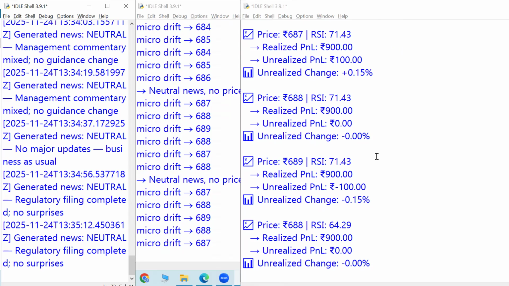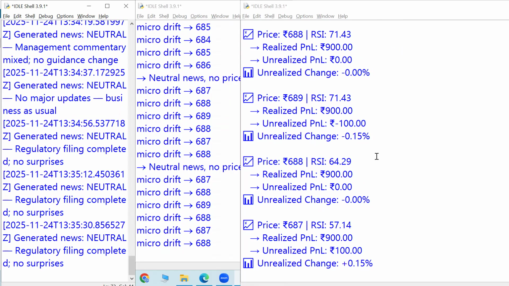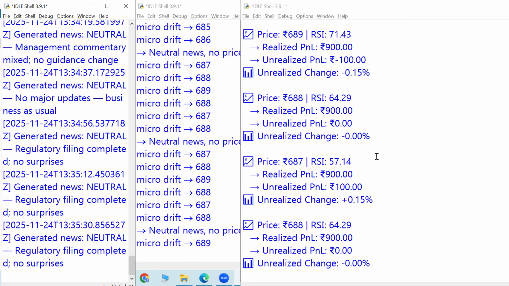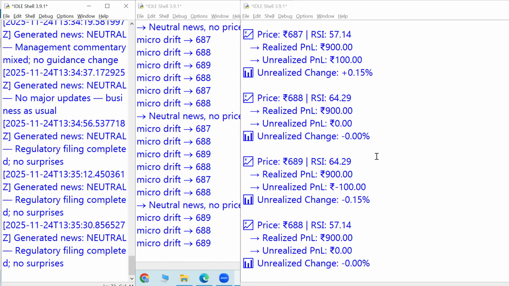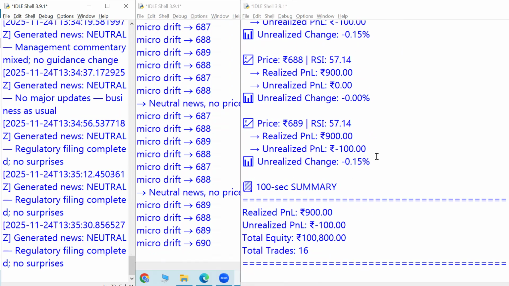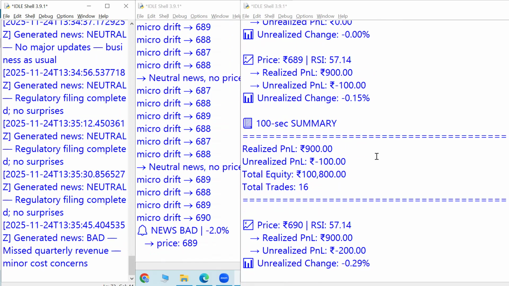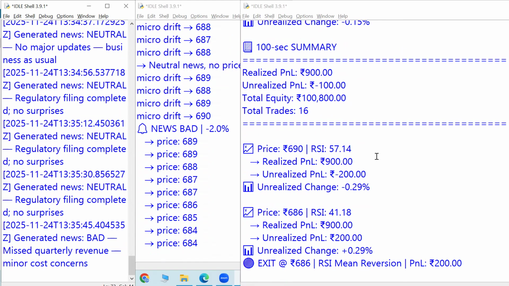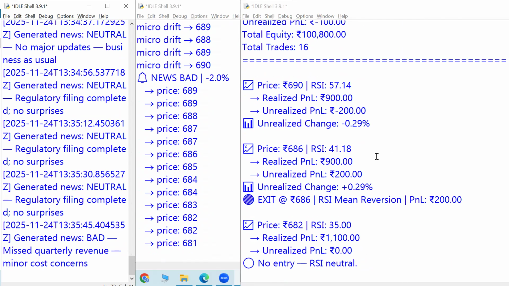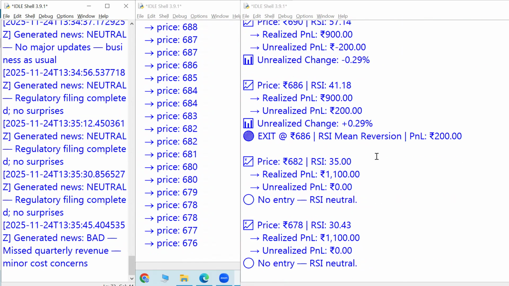This shows the best market behavior, or it shows the perfect uncertainty which can happen in the market. So you need to keep a stop loss in the system every time. Okay, we got bad news. We are going to get a profit. Okay, we got a mean reversal also. So that's why we book a profit at 200.